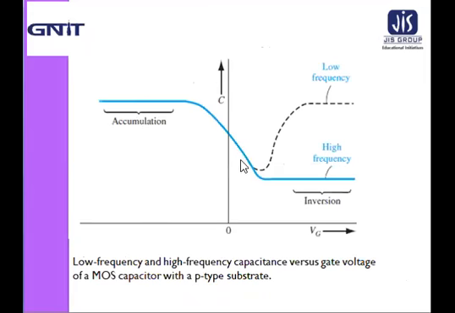In general, high frequency corresponds to a value on the order of 1 megahertz, and low frequency corresponds to a value in the range of 5 to 100 hertz. For high frequency, the value is on the order of 1 megahertz, and for low frequency, the value corresponds to 5 to 100 hertz.